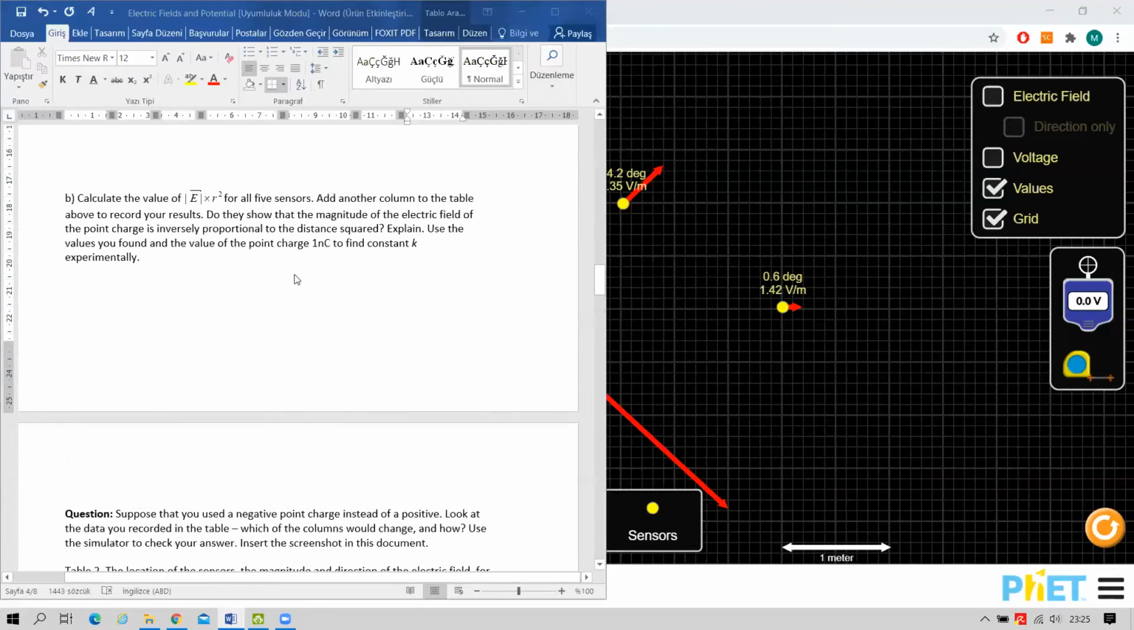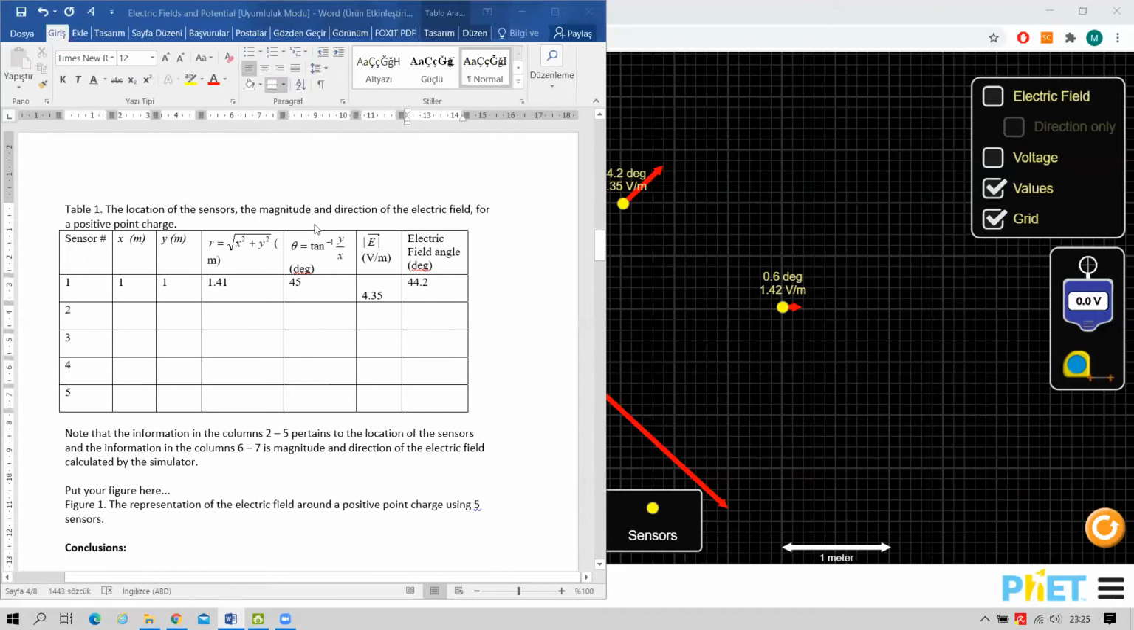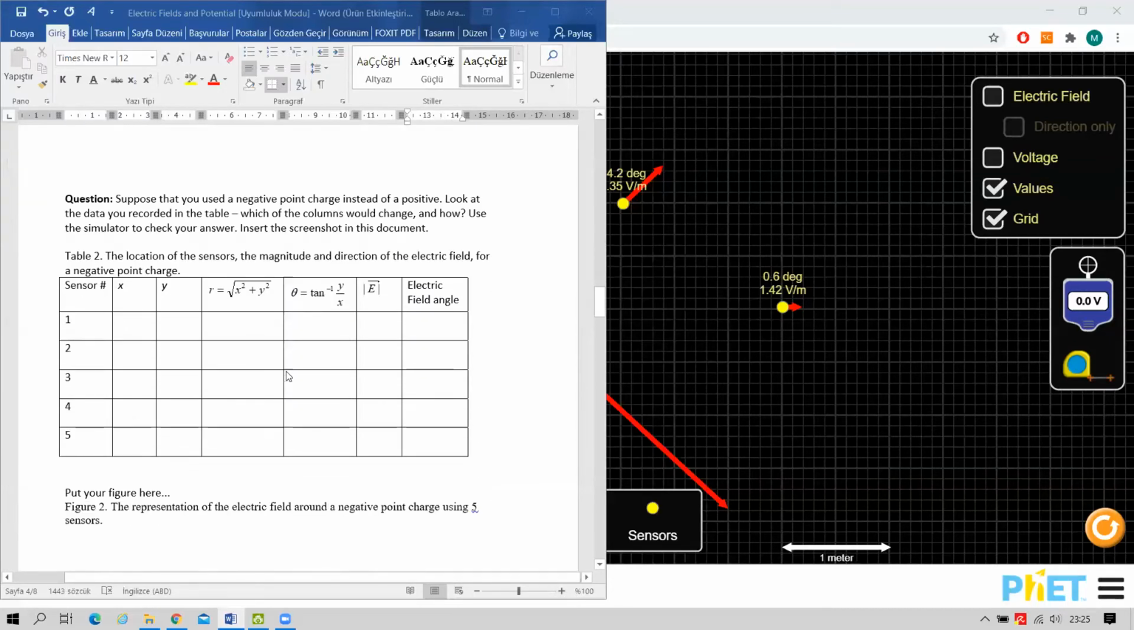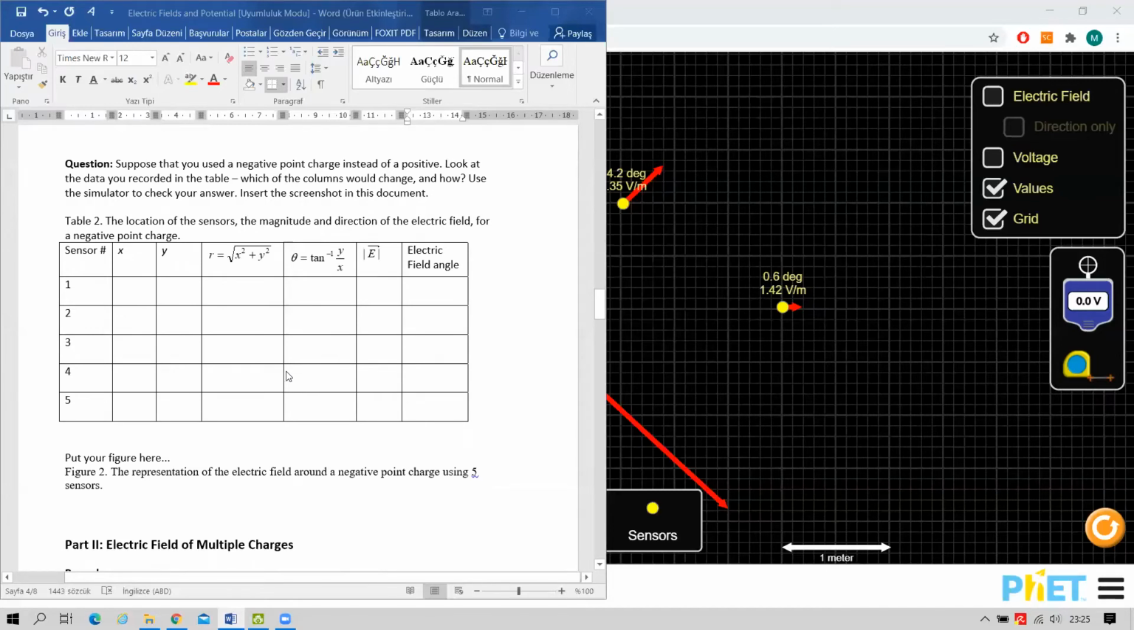So look at the difference from this first original table and what's going to change from this original table if you do everything with the negative charge. Then answer this question. So this will finish up the first part in your report.